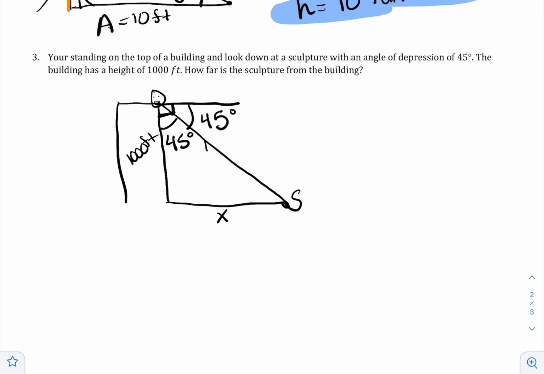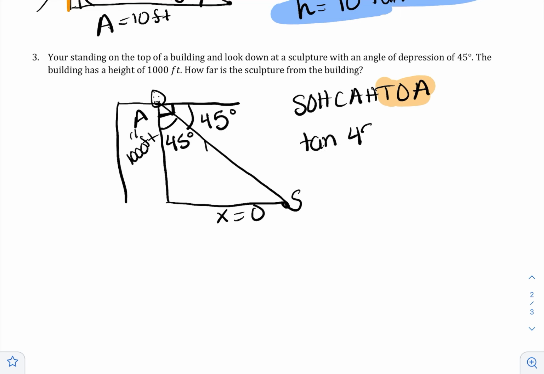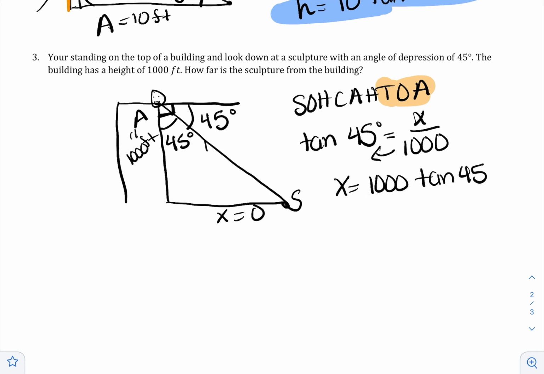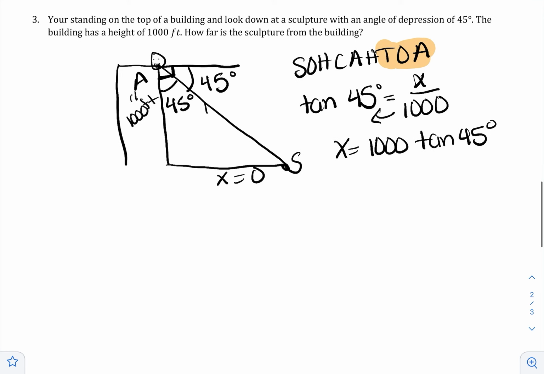So then we think about Sohcahtoa. This is the opposite, and this is the adjacent. So again, we're going to use O and A, so by coincidence we're using the toa again, which is fine. So the tangent of 45 degrees is equal to x over a. Oops, I know a. I shouldn't put a. A is 1,000. So I bring this over. I have x is equal to 1,000 tangent of 45 degrees. But I know the tangent of 45 degrees.